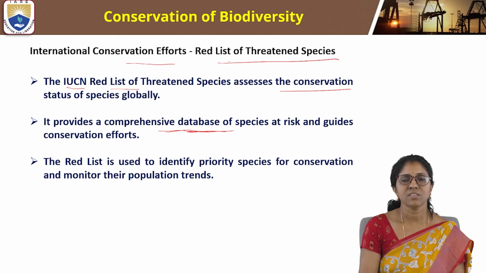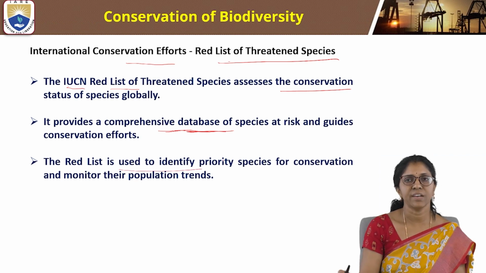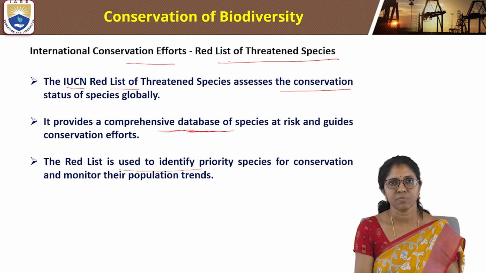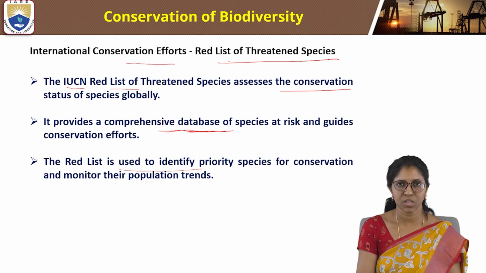The Red List is used to identify priority species for conservation and monitor their population trends.